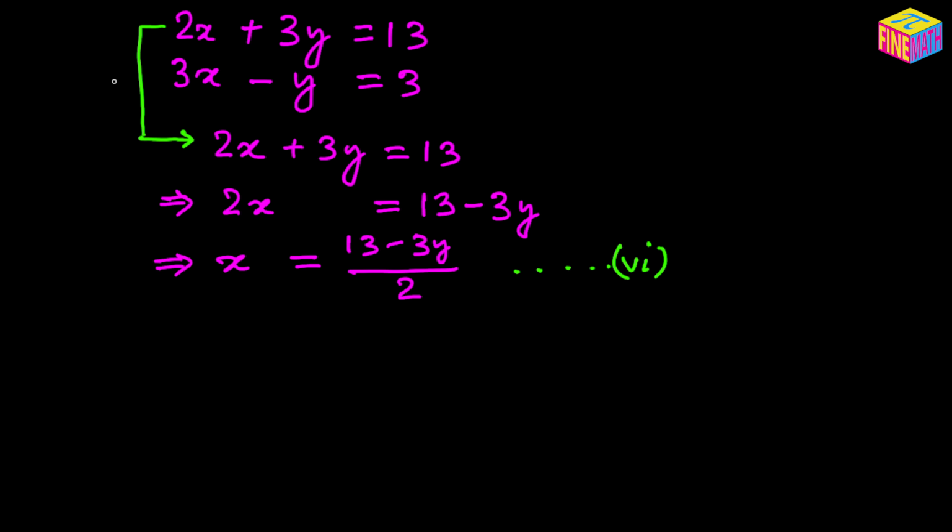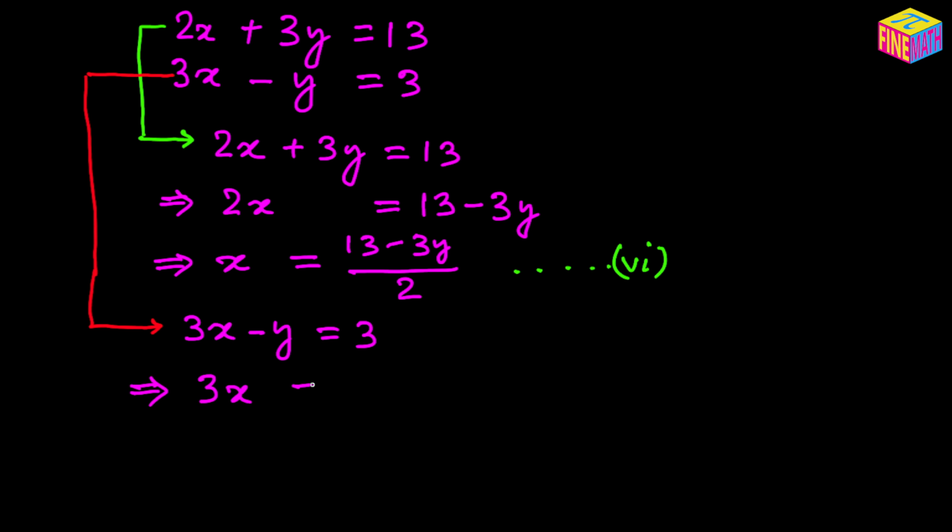So from the other equation, again we are going to try and find the value of x from this other equation. So here again we are going to write it as 3x minus y, that's the original equation, equals 3, and from here we can say, okay, 3x is equal to 3 plus y, negative y coming to the right hand side becomes positive y. From here we can say x is equal to 3 plus y whole divided by 3, and this is our equation number 7.